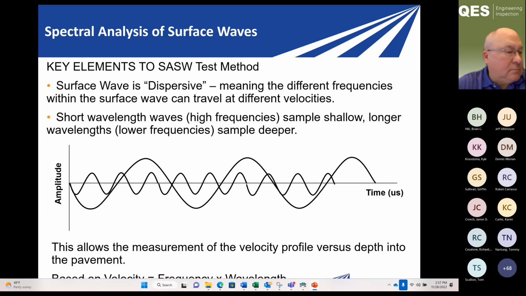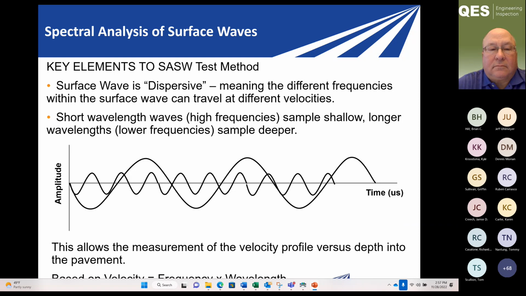So the key element to the surface wave test is the surface wave, the Rayleigh wave. The surface wave is dispersive. The meaning of that term is that the different frequencies of that wave can travel at different velocities. And that's kind of a unique characteristic of the surface wave.